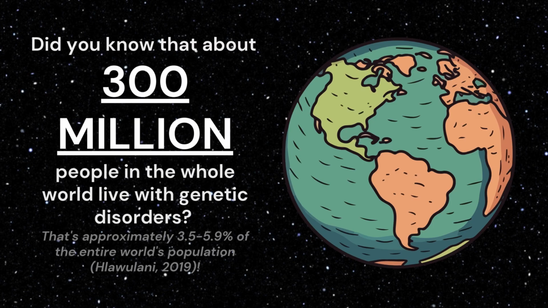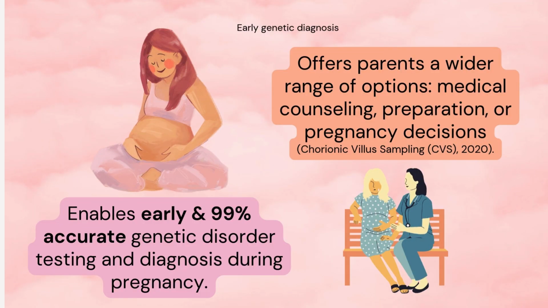Moving on, let's talk about the importance CVS has in medicine. Did you know that about 300 million people in the world have genetic disorders? That's approximately 3.5 to 5.9% of the entire world's population. The first reason CVS proves a revolutionary tool in the genetic field is that it allows for early pregnancy genetic disorder testing and diagnosis.